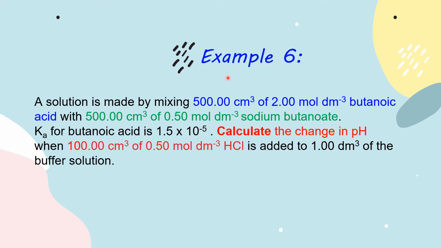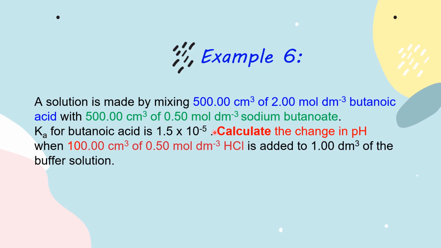Example 6. A solution is made by mixing 500 cm³ of 2 molar butanoic acid. So this is the volume, this is the concentration for the weak acid. With 500 cm³ of 0.5 molar sodium butanoate. So this is the volume, and this is the concentration of the salt or conjugate base. Just now, the volume given is total, but this one is given separately.